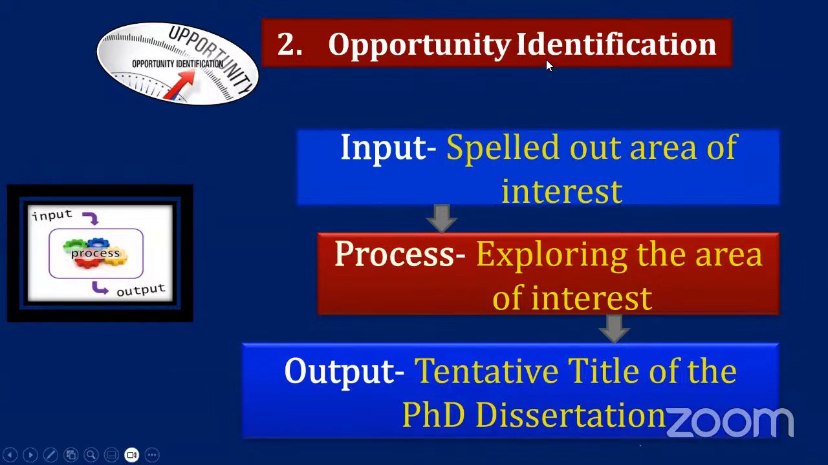So while opportunity identification, input is spelled out: area of interest. पहले फेज में आपने area of interest define किया है. So that area of interest is again input here, opportunity identification. Process is exploring the area of interest. उसको आप through literature review, you explore it, and the output will be tentative title of the PhD dissertation.